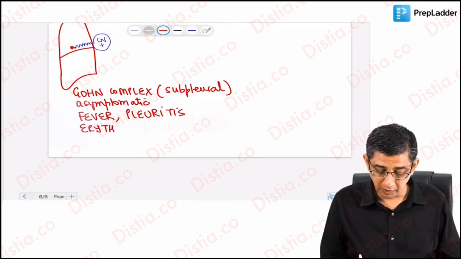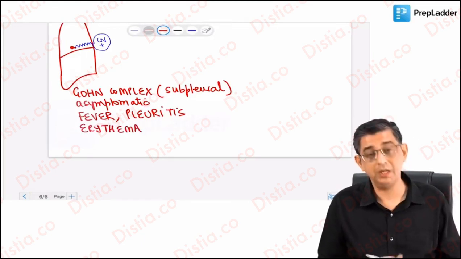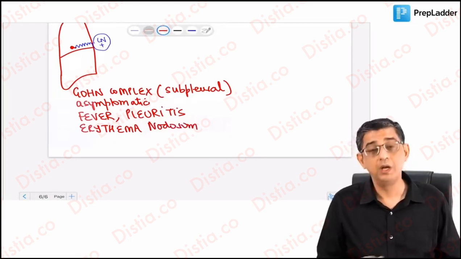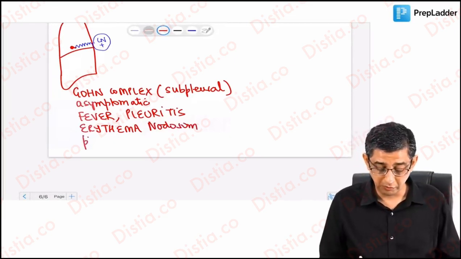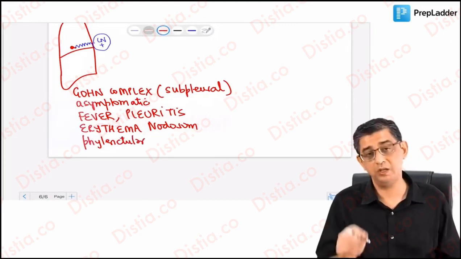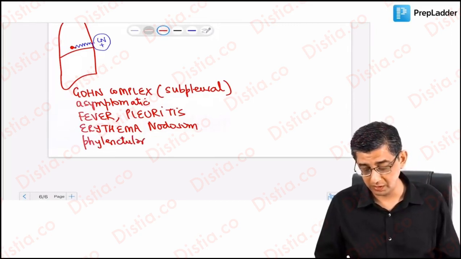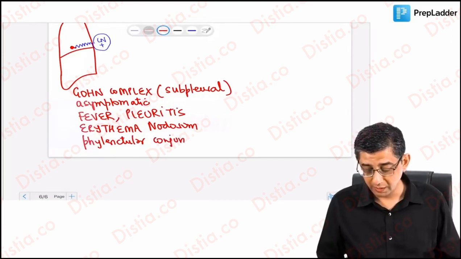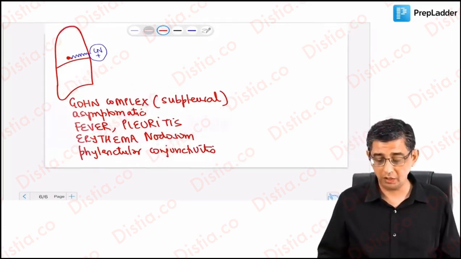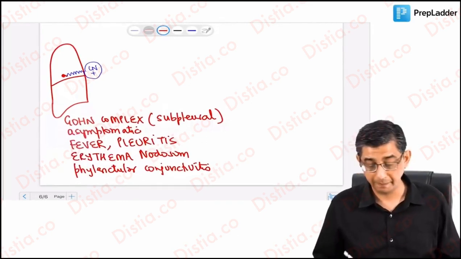In fact, at this point of time, he might even talk about skin lesions like erythema nodosum, which will develop on the shin and would be painful. And apart from that, he might even talk about phlyctenular conjunctivitis. That would be a reaction to the proteins which are present in the tubercular bacilli. So the message is that once a person is exposed to tuberculosis, the immune system will kick in, and that will contribute to Ghon's complex.